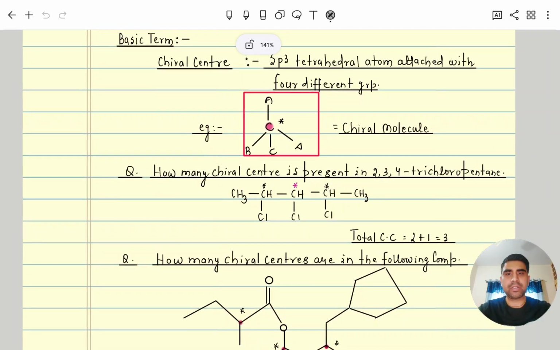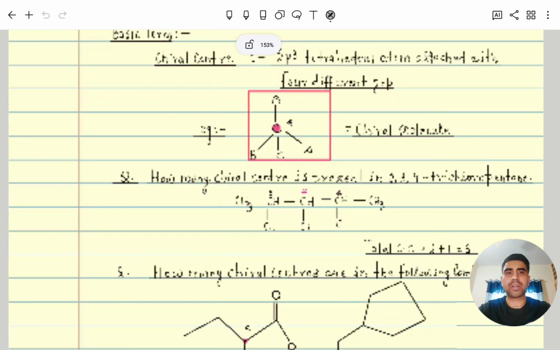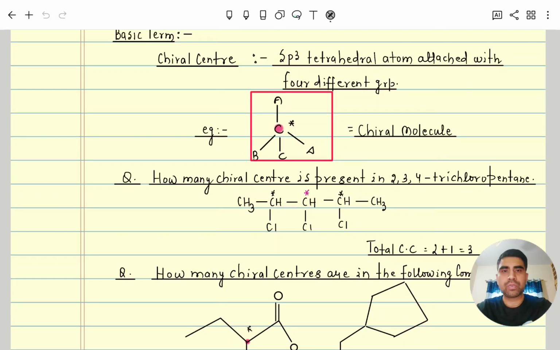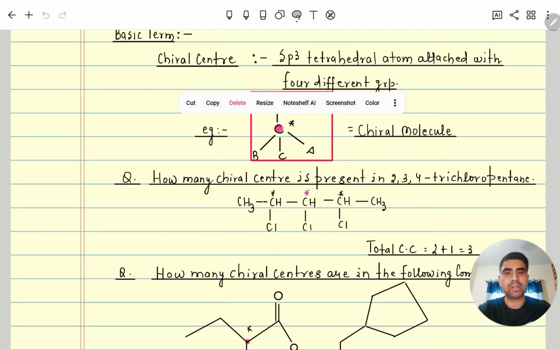So a chiral center is an sp3 tetrahedral atom attached to four different types of atoms or groups of atoms. Then that center is called a chiral center. And this molecule we can say is a chiral molecule.